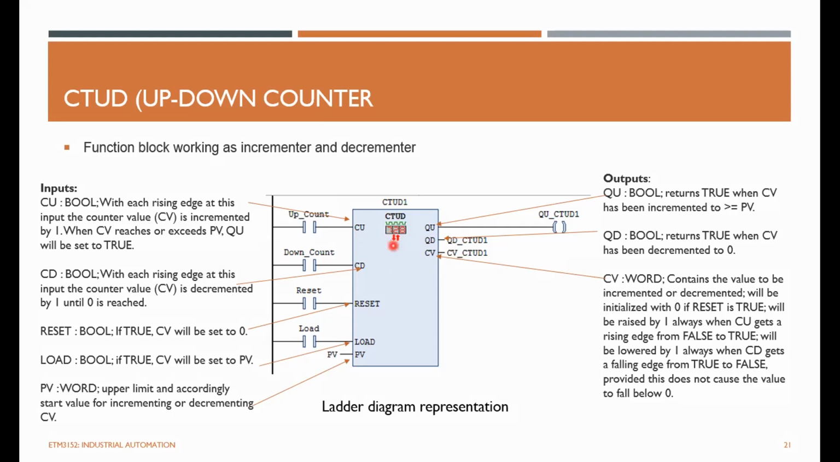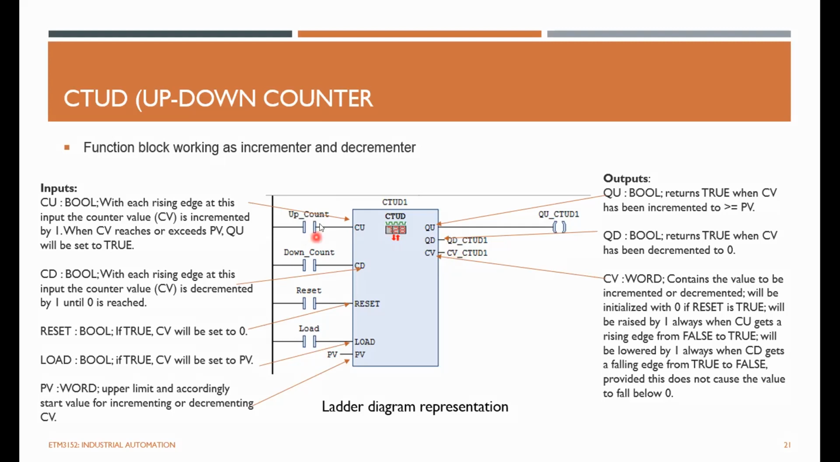Reset here means that when you press this one, the current value will be reset to 0. And with load, you can define your preset value here, and when you press load, it will update the current value of this up-down counter, right? So for example, if the PV is 5, I can press load, the PV goes to here, and now it is starting from 5.